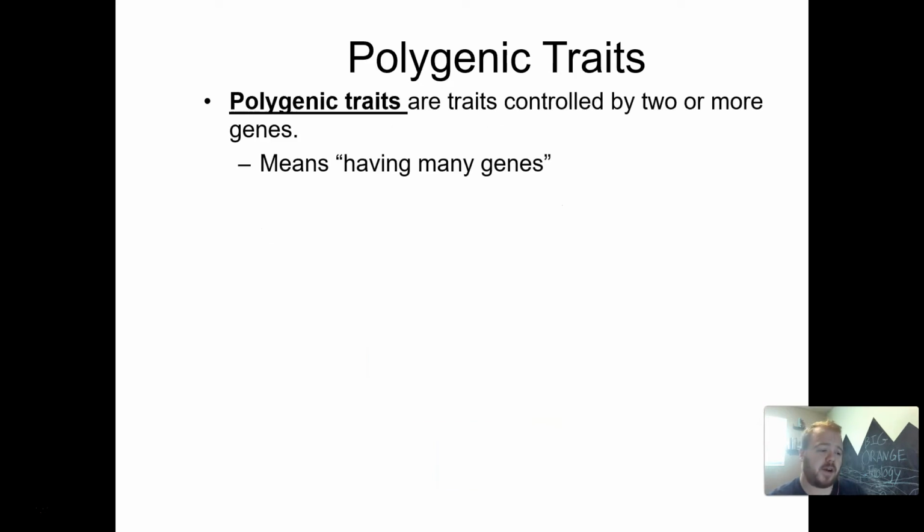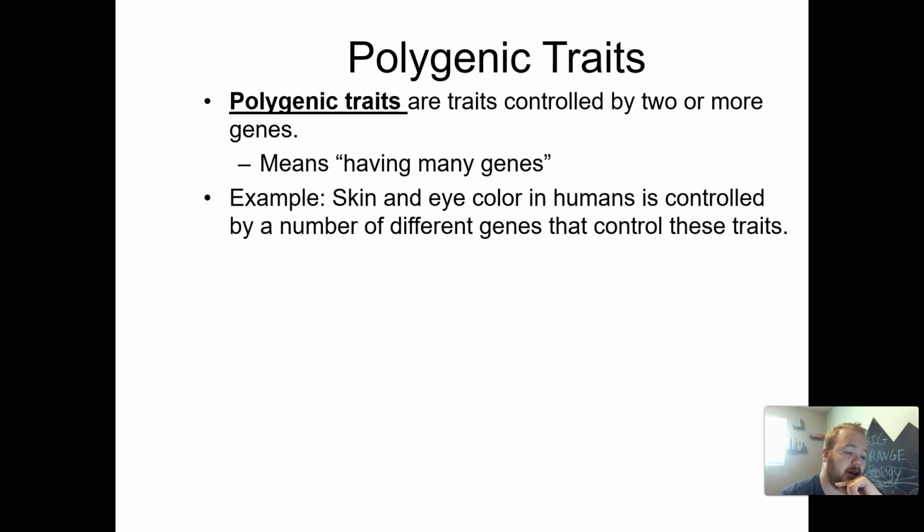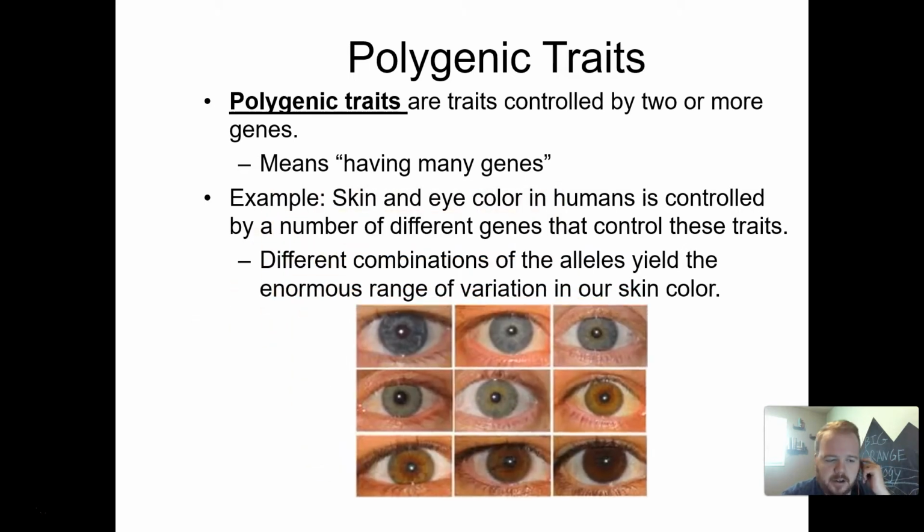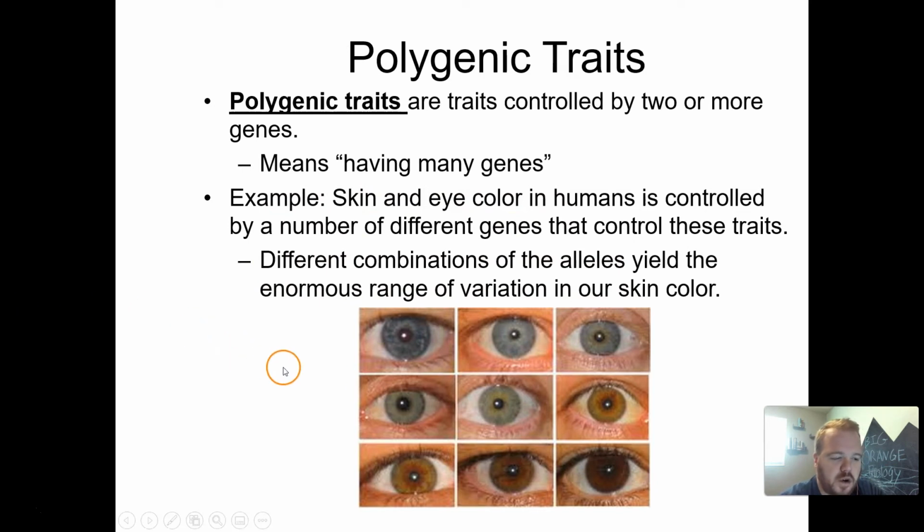Now contrast that with polygenic traits. Polygenic traits are when two or more genes control a trait. For example, skin color and eye color in humans are controlled by a variety of genes. Different combinations of alleles yield a very enormous range of variation in skin color and eye color. Here's the eye color, for example. There's no one true blue eye color, and there's no one true brown eye color.